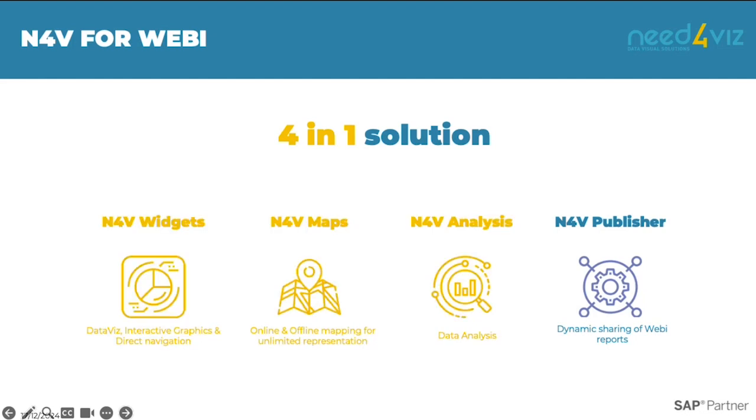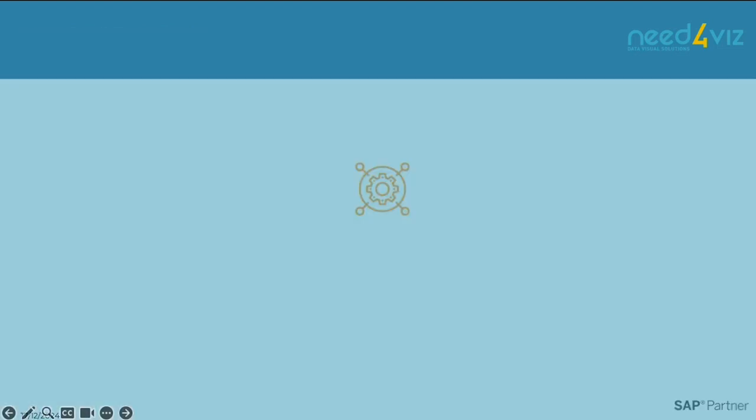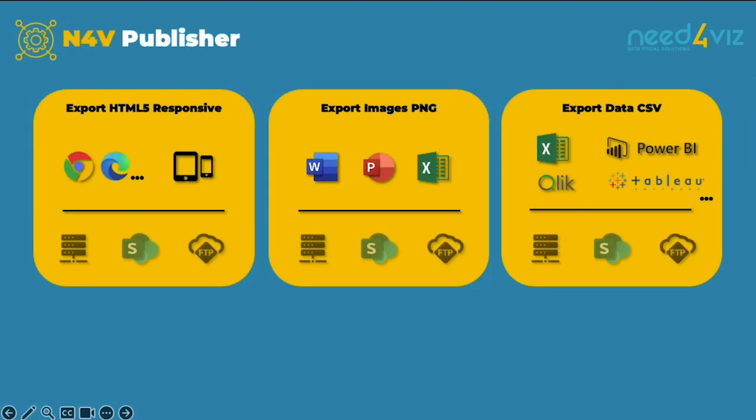So as I said, N4V publisher is what we're going to be talking about today. And let me just give you a little bit of an overview as to what this is. N4V publisher really allows you to export in 3 major ways. First is a responsive HTML export. So if you are pushing to a tablet of some kind or your cell phone, this will be responsive for you. And you can push that HTML5 into a server, into SharePoint, or into FTP.